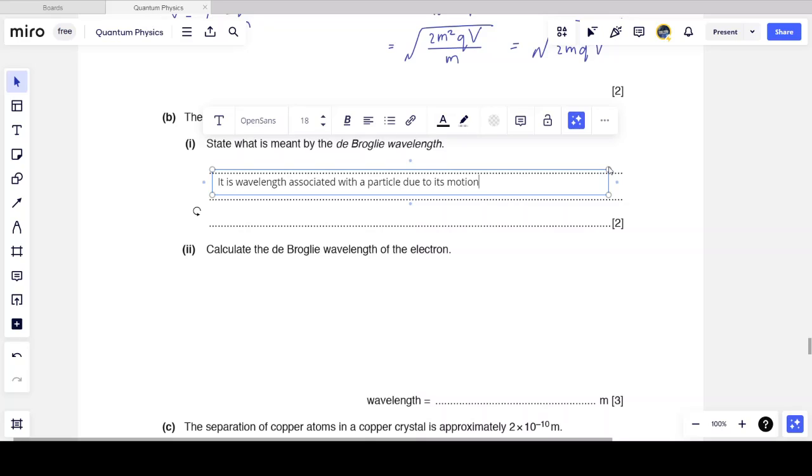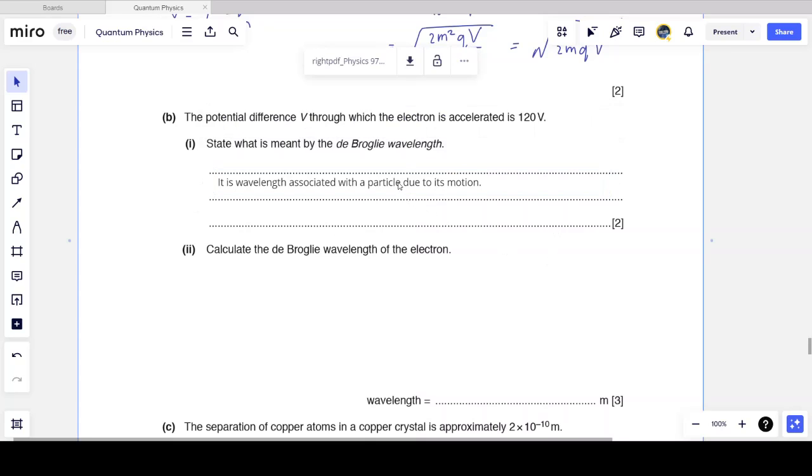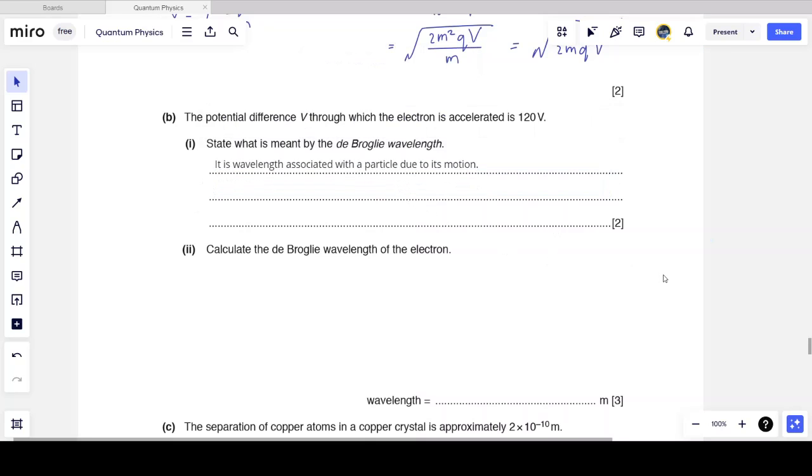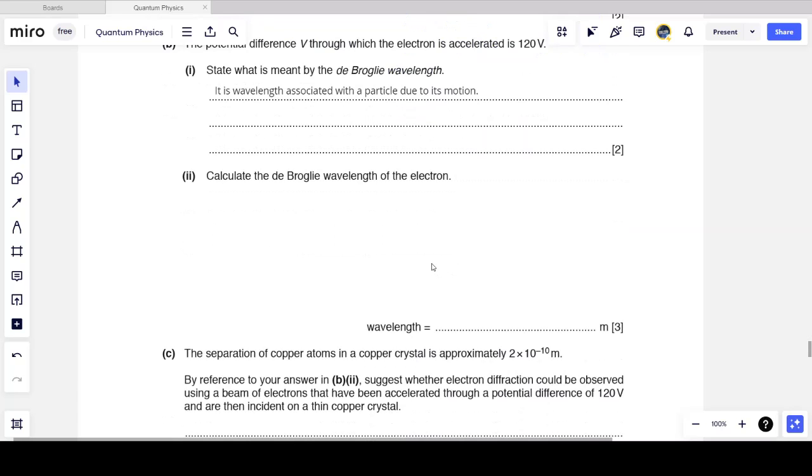So things that are classically particles, things with a mass, electrons, protons, tennis balls, whatever, when they move, they have an associated wavelength, and that is due to its motion. So that's what de Broglie's wavelength basically says. It's the wavelength of anything that's a particle because it's moving. Simple, straightforward, but that's sort of the statement of what we understand by de Broglie's wavelength.